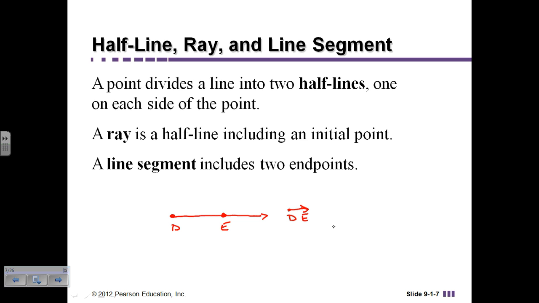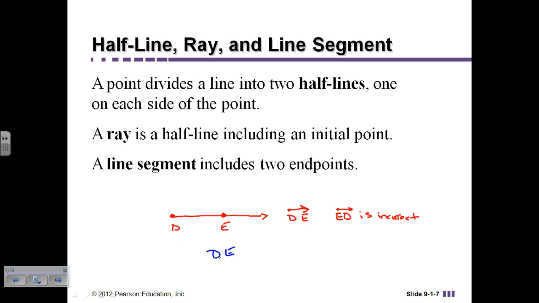It would be incorrect to reverse the letters and say ED. Okay, you cannot reverse the letters. The first letter has to represent the starting point, and the second letter has to represent the direction that it's moving towards. We could say that this same picture has a line segment.